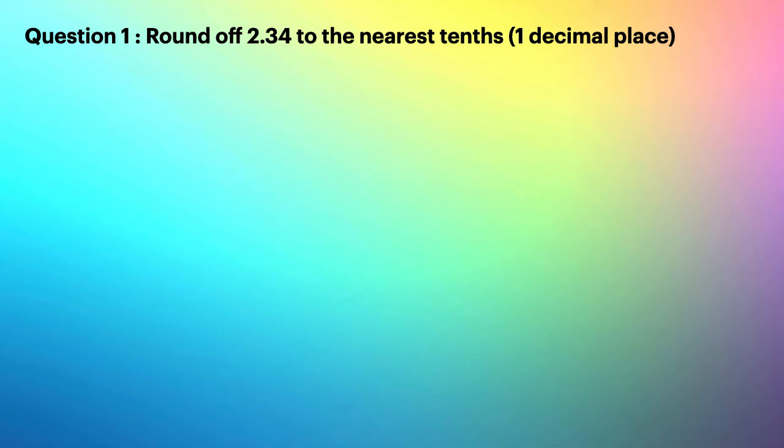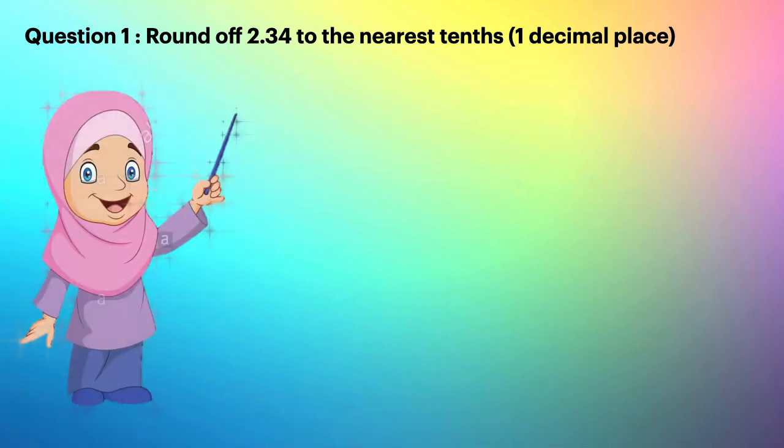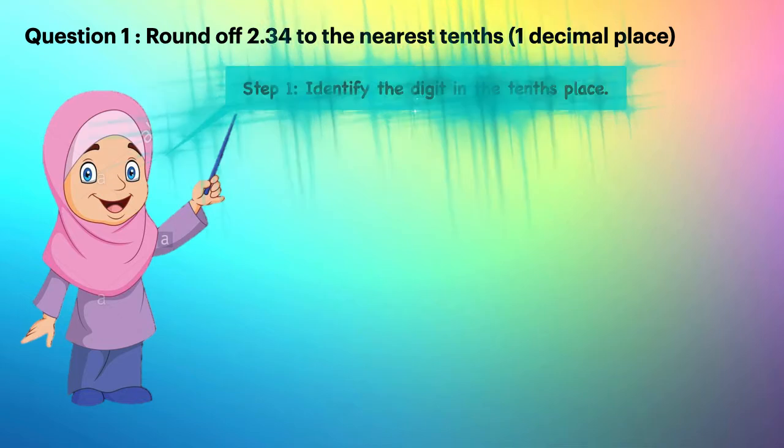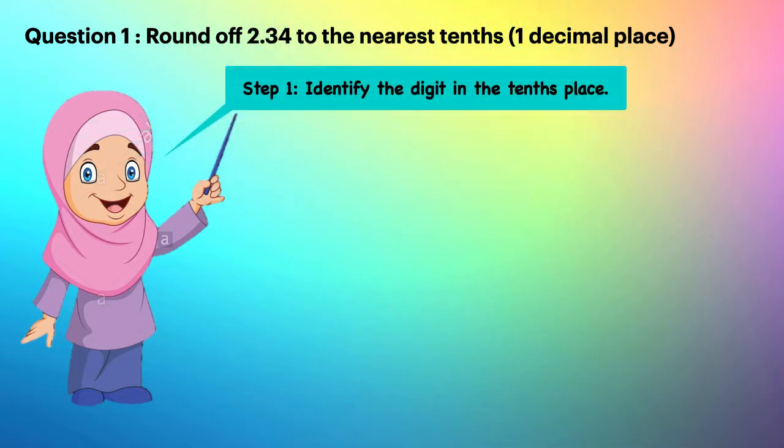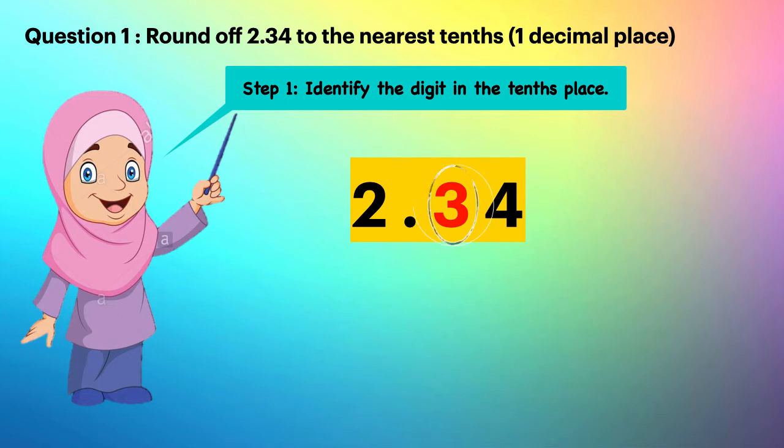Do you still remember what is the first step? Let's have a look. Your first step will be to identify the digit in the tenth place. So you just write your number and identify which is your tenth, and here the digit is 3. Yes, the one in red is your tenth.